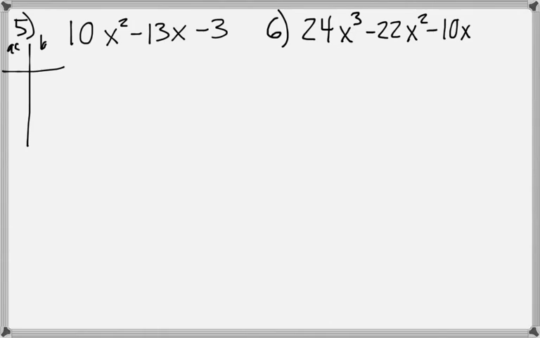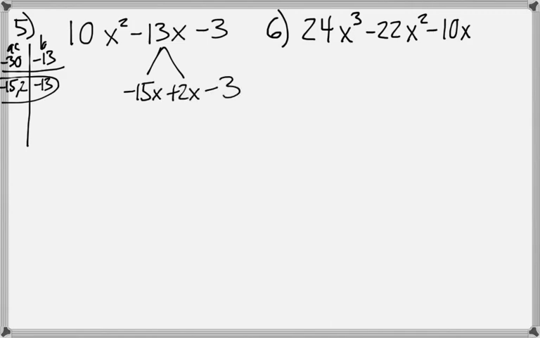So AC would be negative 30, and B would be negative 13. So my two numbers would actually be negative 15 and 2. Those multiply to be negative 30, but add to be negative 13. So that's going to tell me how to break up my middle term. And I'm going to bring down the first and last.